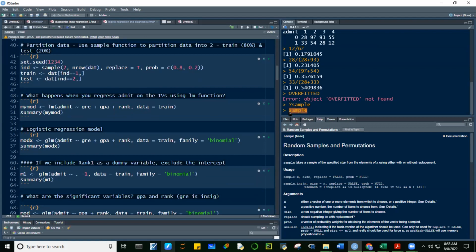Instead of just writing 400, ginamit natin yung function na nrow. This will give us the number of rows of our data set. And then replace is equal to TRUE. If we don't put anything here, replace is equal to FALSE. Yun ang default, di ba? So ito default to, replace is equal to FALSE. And then probability is equal to 0.8 at saka 0.2. So we're splitting our data into 80% and then 20%.